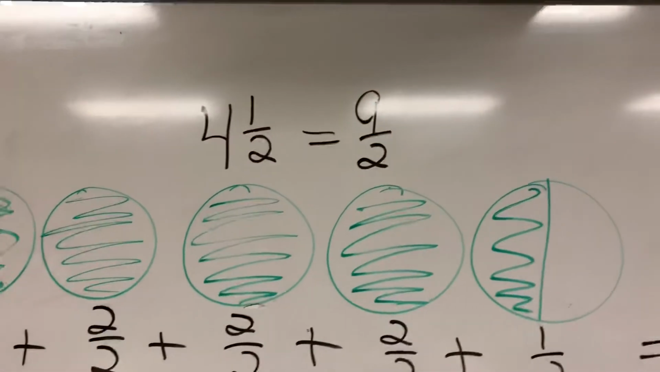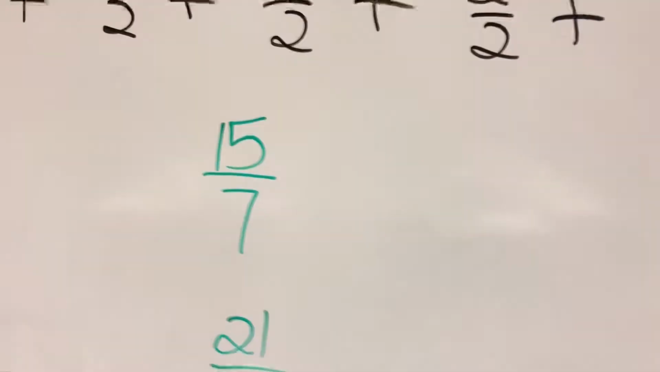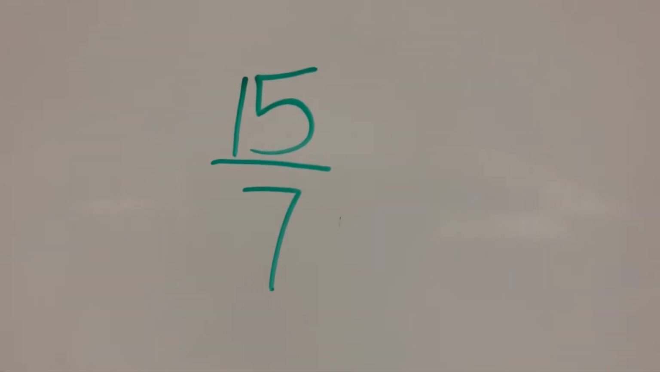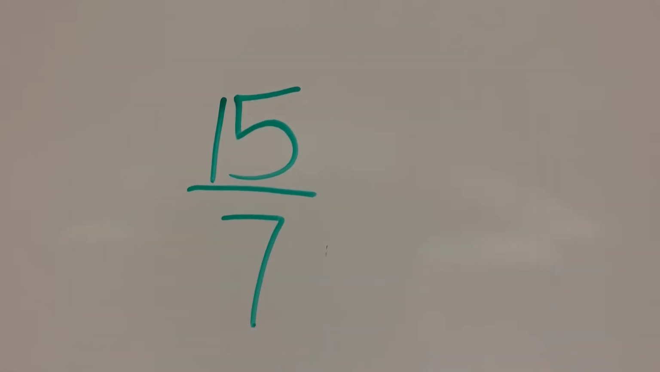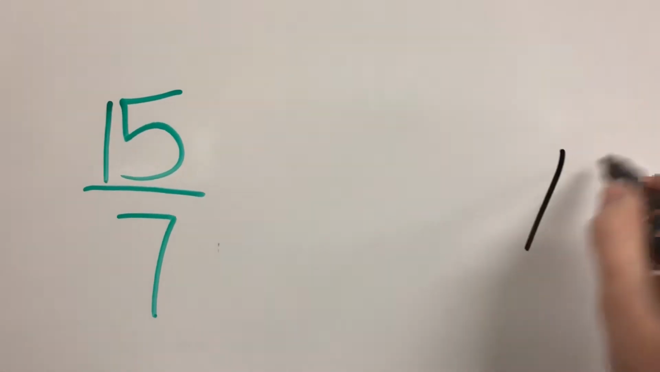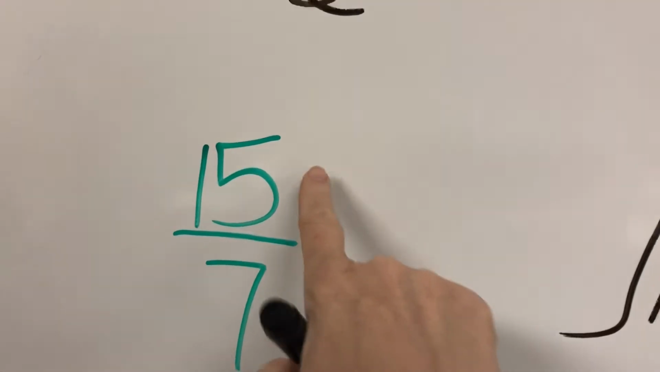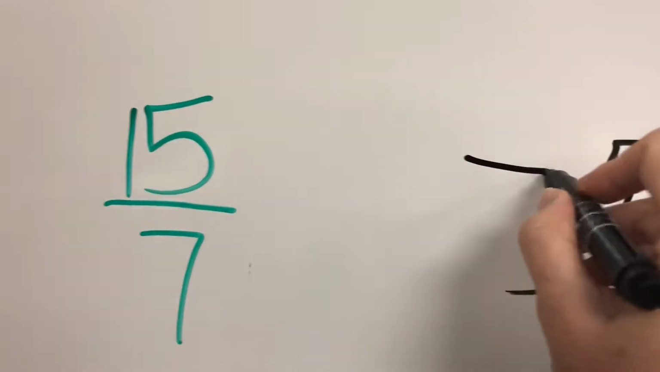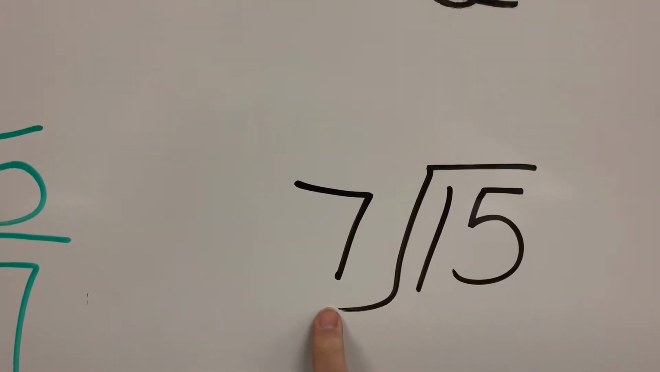But sometimes we're not going to have the pictures drawn out. We're just going to have the fraction. How can we do that? With a math problem, we would take the 15, or the numerator, divided by the denominator. So in this case, we're going to have 15 divided by 7.